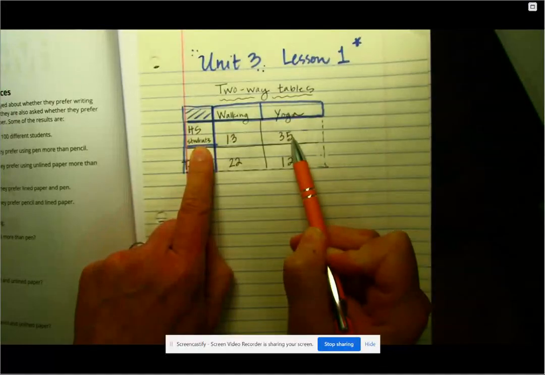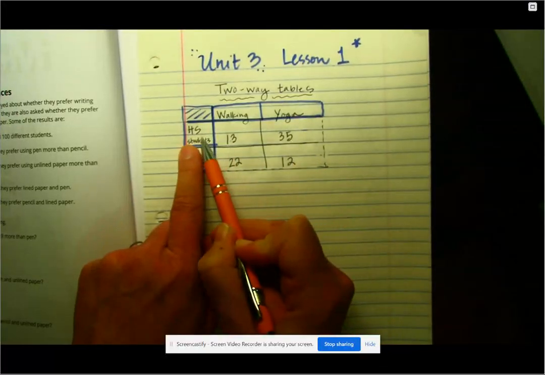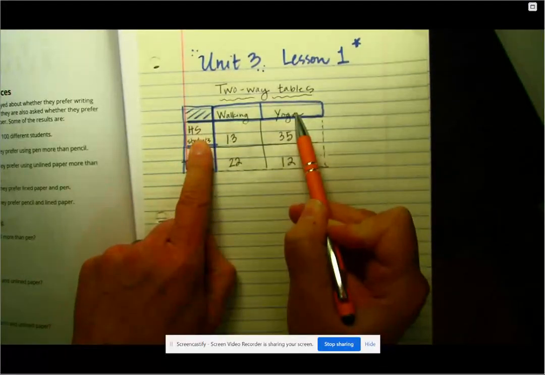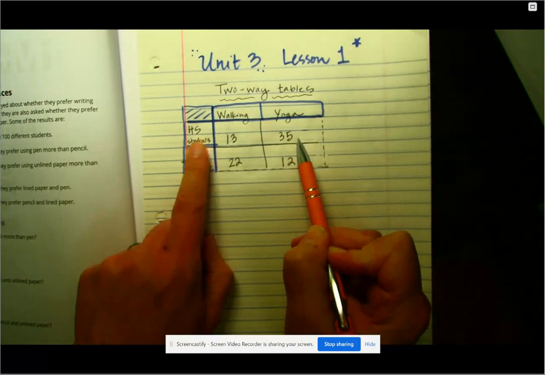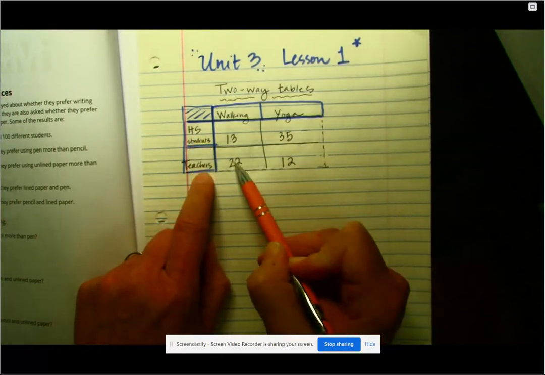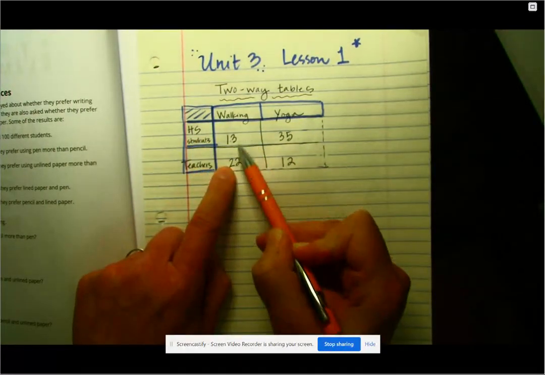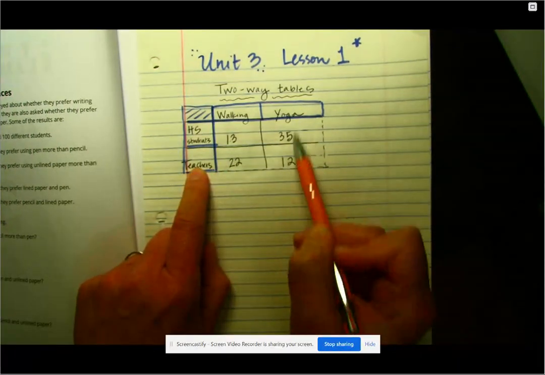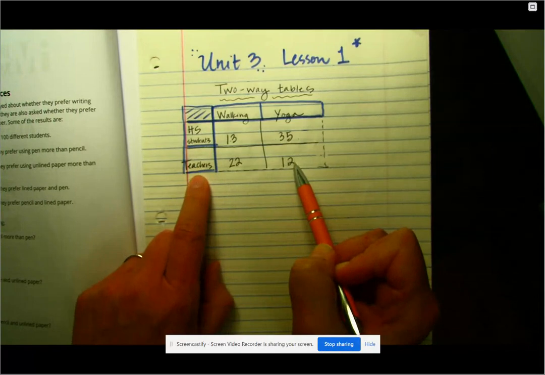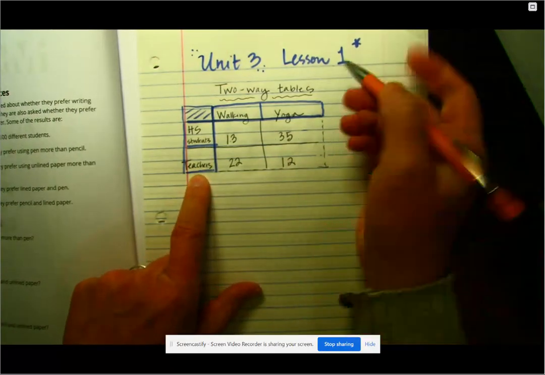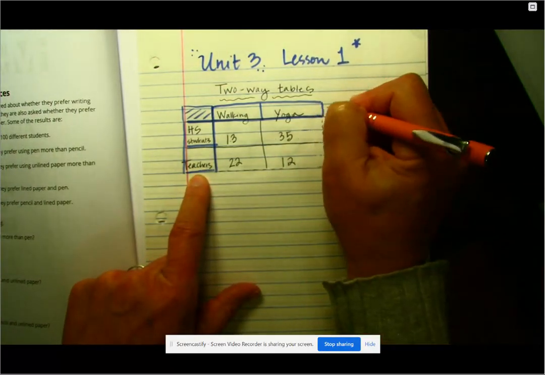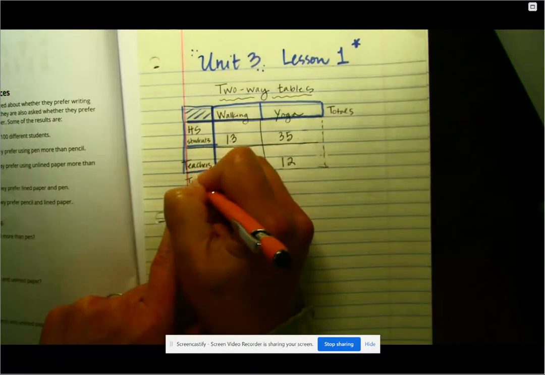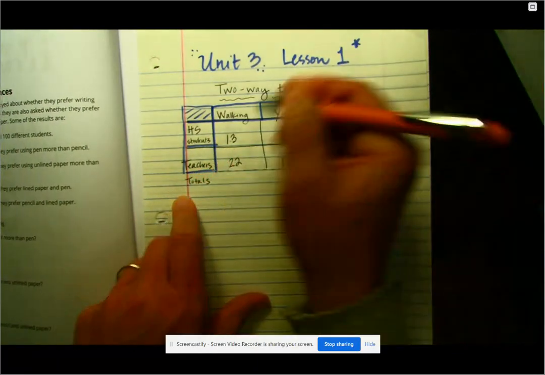People in this category are all the high school students that prefer yoga. Down here, all the teachers that were surveyed that prefer walking. And over here, all the teachers that were surveyed that prefer yoga. You can also look at totals over here to the side. And I think it's most helpful to draw arrows.